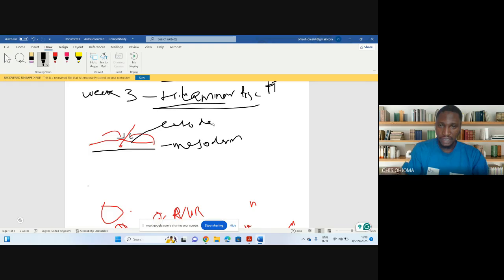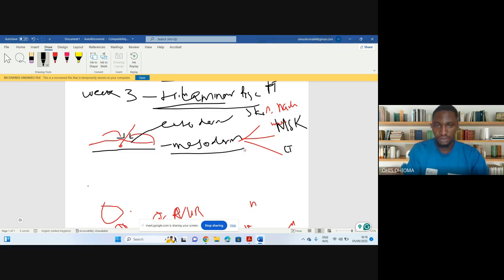The ectoderm gives rise to the skin, hair follicles, the nails, and the like. And the mesoderm gives rise to a lot of organs, the musculoskeletal system, some other parts of the organs, muscles, connective tissues, and the like. That's what the mesoderm gives rise to.